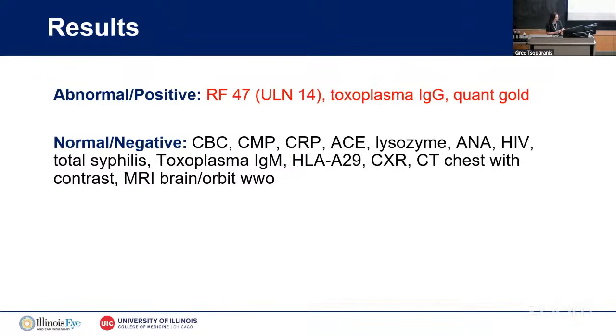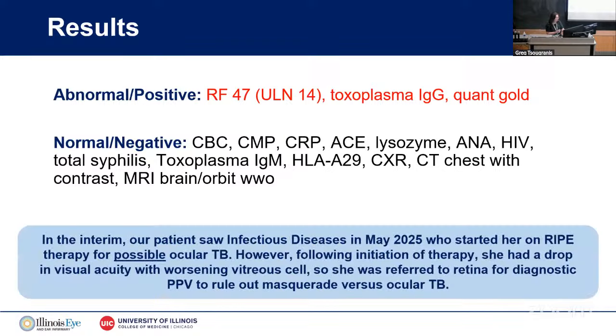She didn't really have other symptoms consistent with rheumatoid arthritis otherwise. Toxo IgG was elevated, but IgM was notably normal. And then she did have a positive QuantiFERON-Gold. At this time, we referred her to our colleagues in infectious diseases in May of 2025.